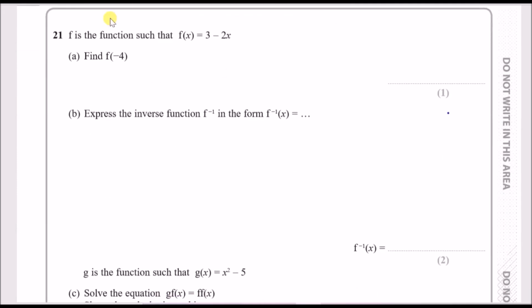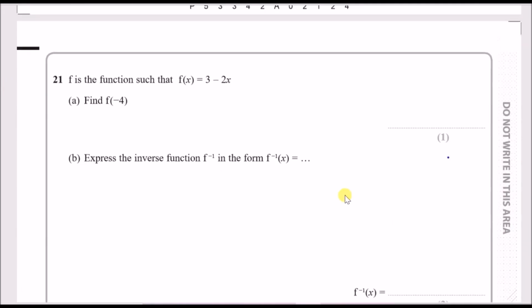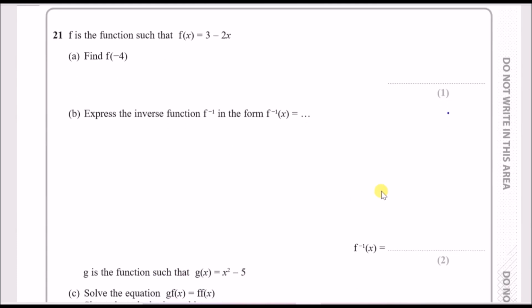And here we go, guys. Number 21. And this is the last question of the paper. So let's do this. It says that f is the function such that f(x) equals 3 minus 2x. All right, so this is your function defined. Find f at the point minus 4. So in other words, when x equals minus 4.